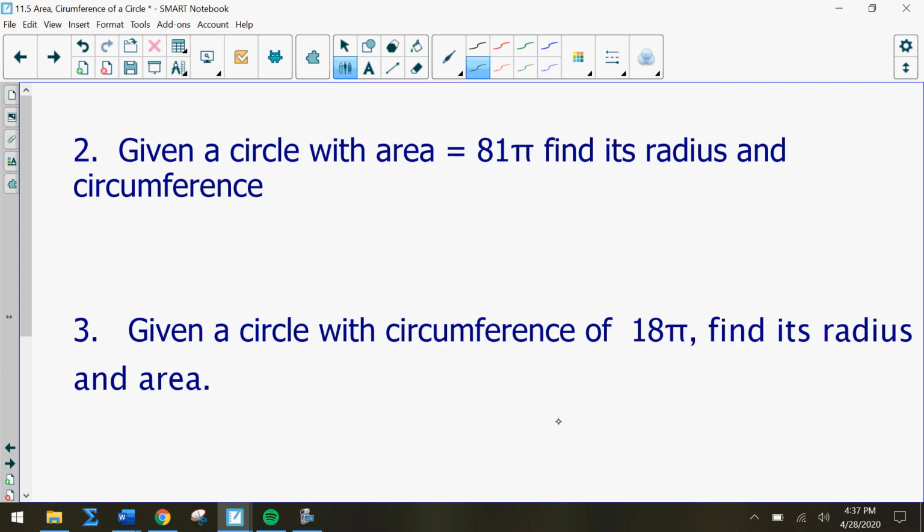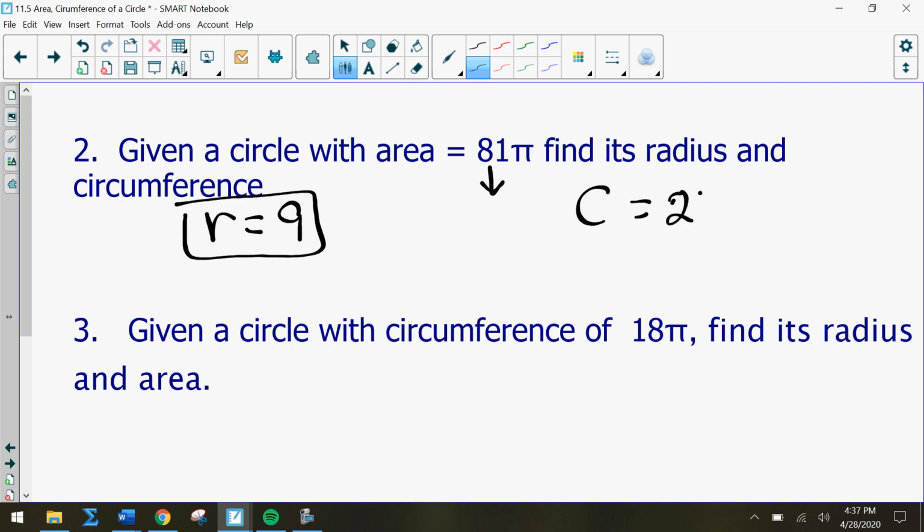Let's try two more. So given a circle now with an area of 81 pi, find its radius and circumference. So if its area was 81 pi, what does that mean the radius is equal to? 9. So we had to take the square root of 81 to get the radius. So if the radius is 9, then we know our circumference is 2 pi times the radius, 2 pi r. So our circumference is 18 pi units.